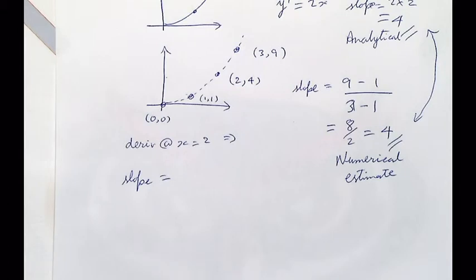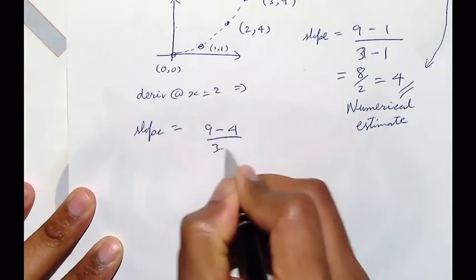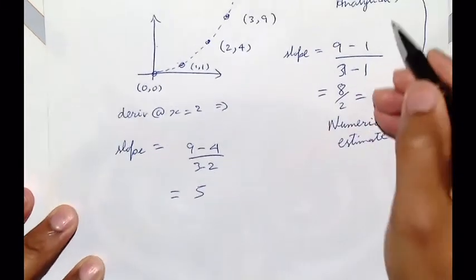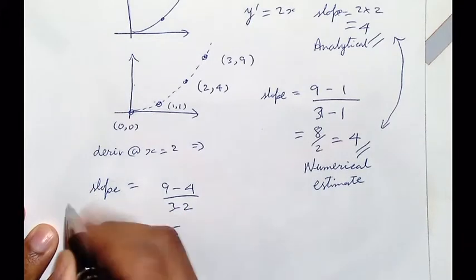Let's say exotic. So you're saying take these two points, compute slope, take these two points, compute slope, and take the average. Right. If you do that, it'll be the same thing as doing 3 minus 1. It'll give you the same exact answer. So, what you were saying is I can take 9 minus 4 over 3 minus 2, right? Which gives me 5, okay? Close to the analytical answer, which is 4, but it's okay.